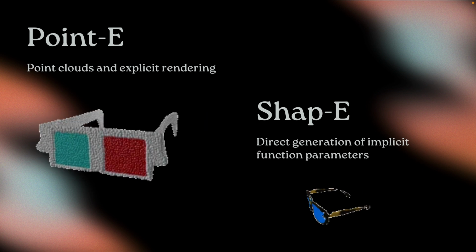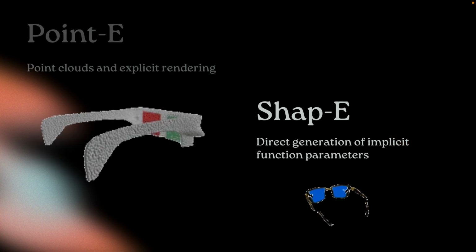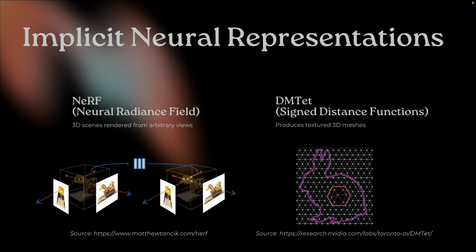An implicit neural representation, or INR for short, maps 3D coordinates to features like color or density. These INRs are flexible and can be queried at any resolution, which makes them perfect for representing 3D assets. Shap-E uses two key types of INRs. Neural radiance fields, or NeRFs for short, represent 3D scenes by mapping coordinates and viewing directions to RGB colors and densities, allowing rendering from any viewpoint.